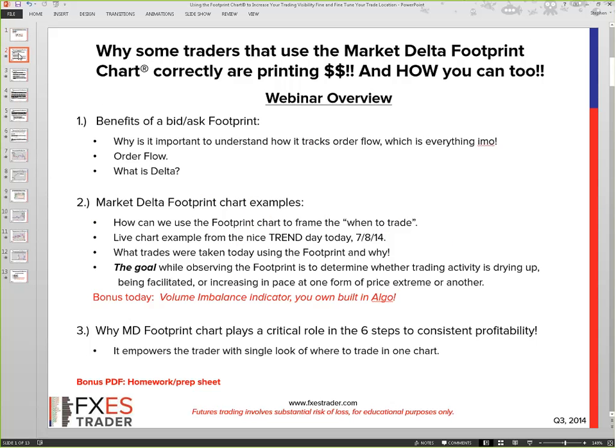Typically in any webinar, I like to start off with just an overview, okay? Some of you may already be experts on the footprint. Some of you may have never seen this tool before. In my opinion, it is one of the best things on the planet as far as a futures or an index-based trader's fine-tuner.